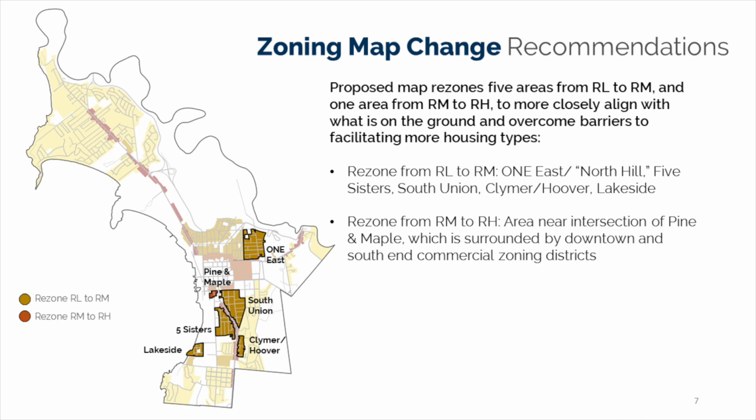While the city's zoning laws don't require nonconformities to be remedied immediately, these nonconformities create limits for how properties can evolve over time. This can impact the ability to create new homes in certain neighborhoods, as well as flexibility for how an existing home might evolve to meet the future needs of its occupants. This proposed map rezones 5 areas from RL to RM and 1 area from RM to RH to more closely align with what is on the ground and overcome barriers to facilitating more housing types.